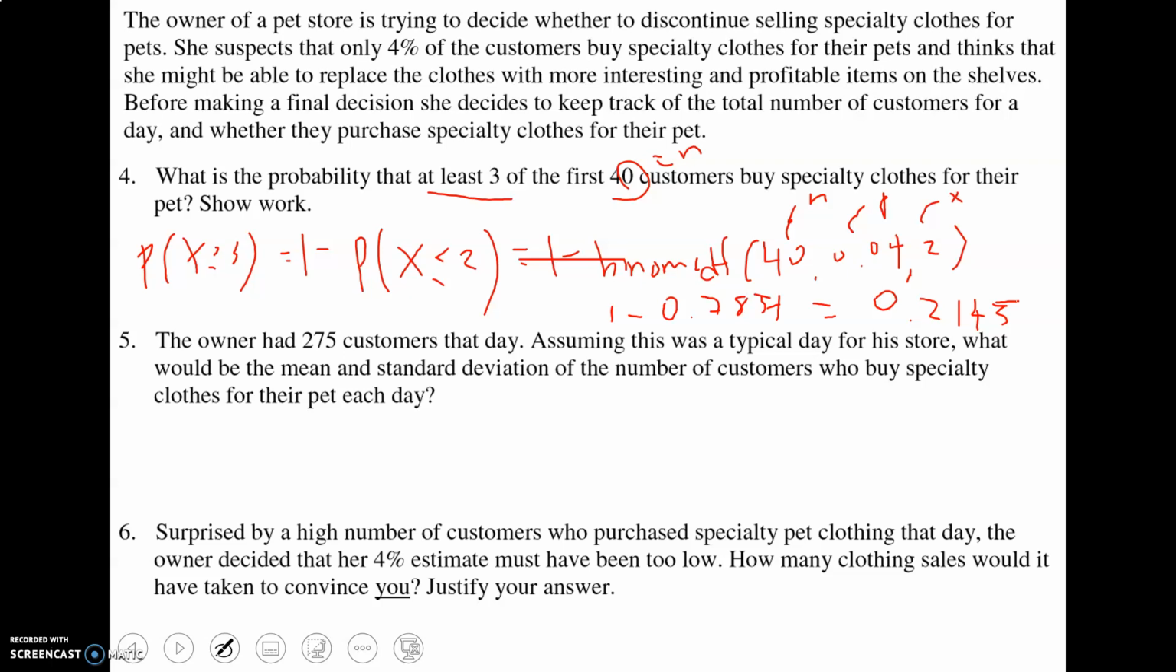5. The owner had 275 customers that day. Assuming that was a typical day for her store, what would be the mean and standard deviation?